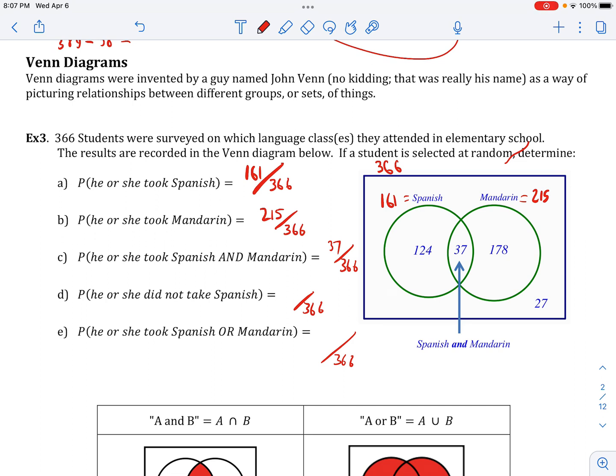Did not take Spanish. So did not take Spanish includes that group and that group. Everything outside the Spanish group is 178 plus 27. I get 205. And Spanish or Mandarin, again, is going to include all of those. If you're part of the 37 and you speak both, you are going to say yes to this question. Do you speak Spanish or Mandarin? If you're both, you say yes. So all those I get adds up to 339.